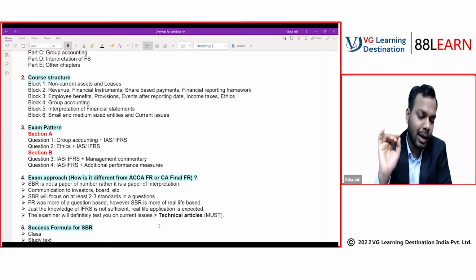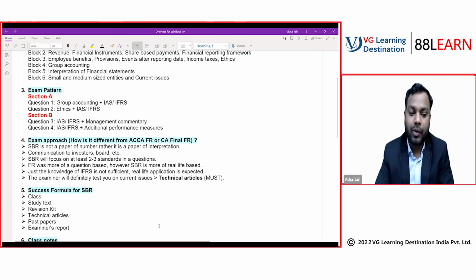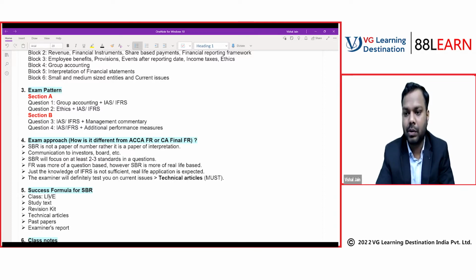Before that, let me discuss orientation first, and then I'll go deeper into this. Now, success formula for SBR. First, class. Guys, all of you should attend live classes. I'll again strictly say live classes, because you do have an option to watch recorded lectures as well, but use that as an option if you are unable to attend live classes for some unavoidable reasons. But don't use that as the substitute for live classes.